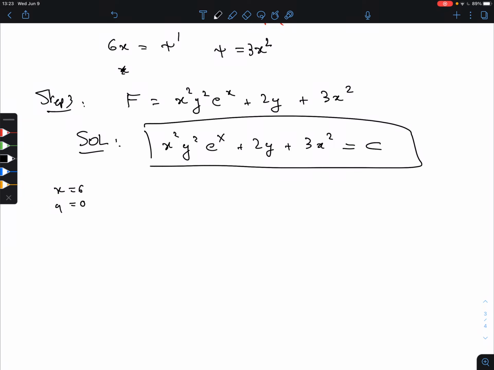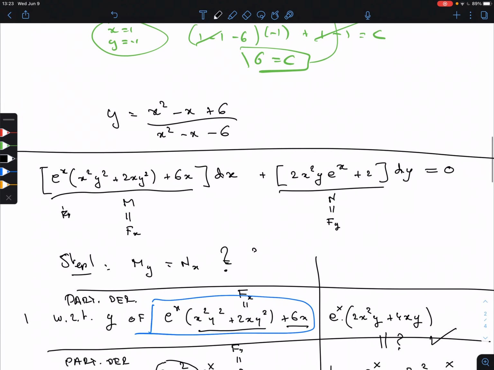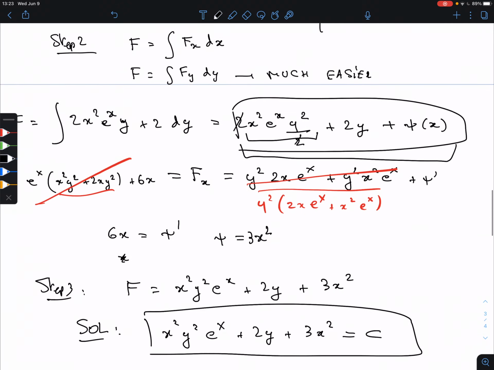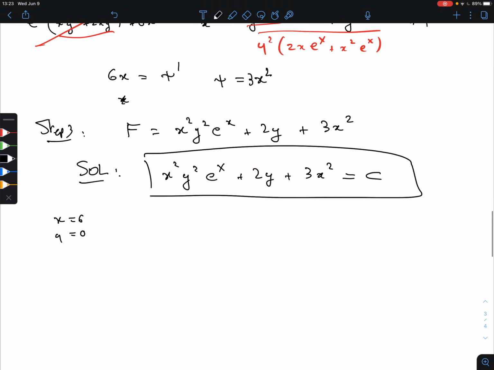Oh, no, that's not great, because I don't want the e^x. Let's do the other way around. And no, because see, I cannot take x equals 0 because then this would be 0. I guess I can. If x is 0, I'll put y equal to 4. Okay, let's plug it in. So that means 0 plus 8 plus 0 is c, and you see 8 is c.